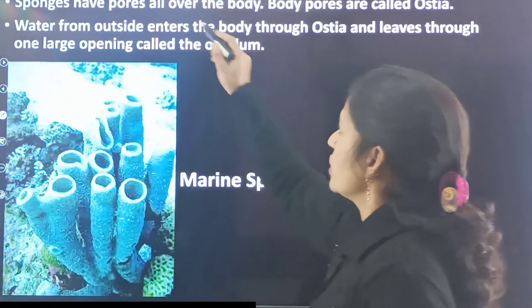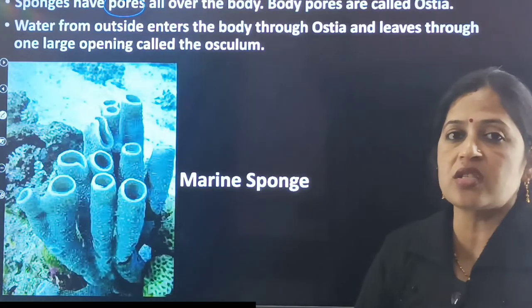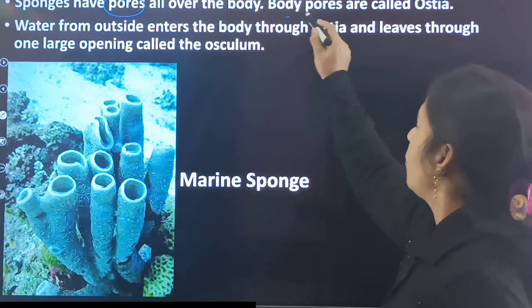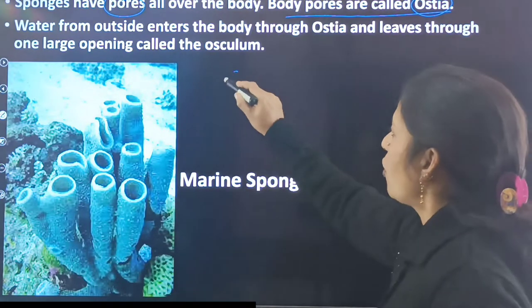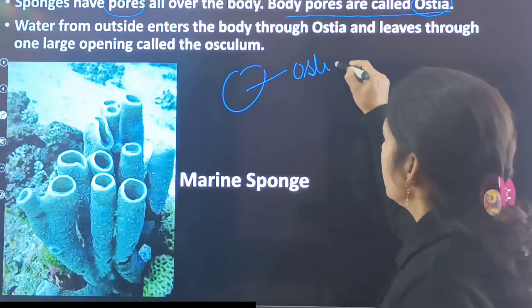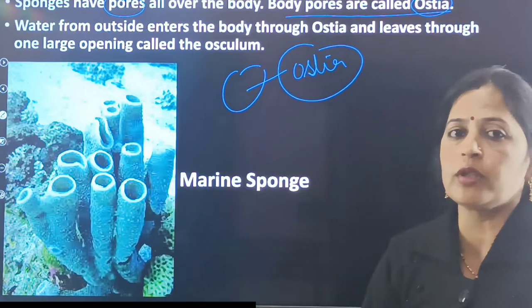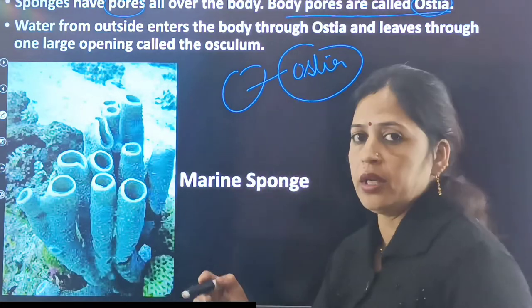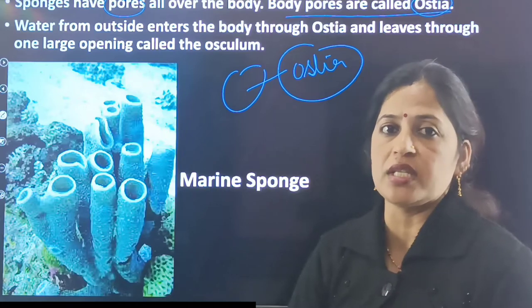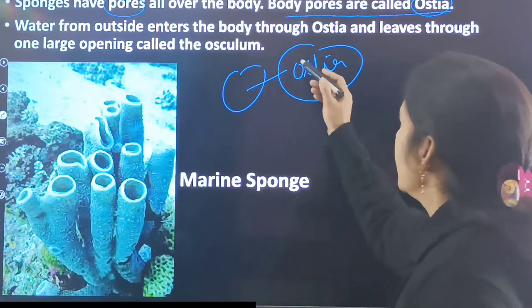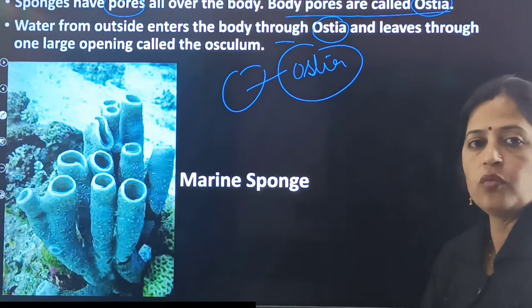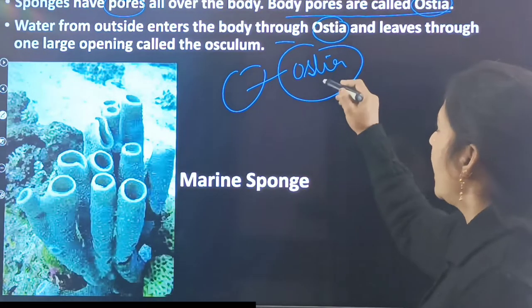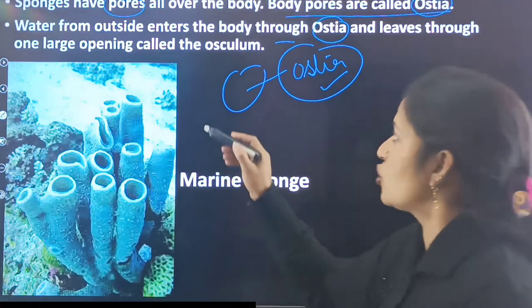Next, sponges have pores. The most important characteristic of the sponges is that they have pores all over the body, and these body pores are called ostia. Water from the outside enters the body through these ostia and leaves through one large opening.